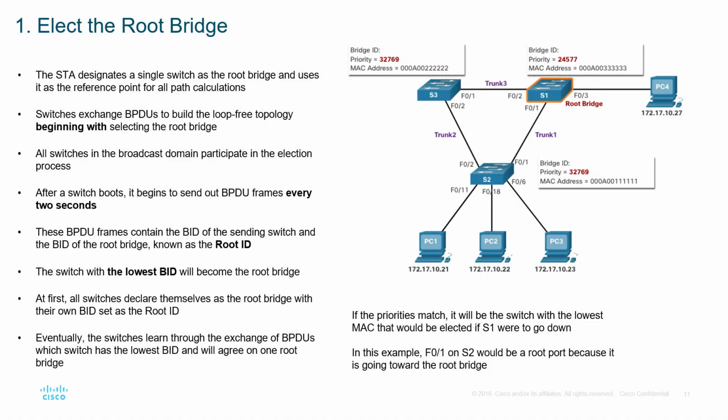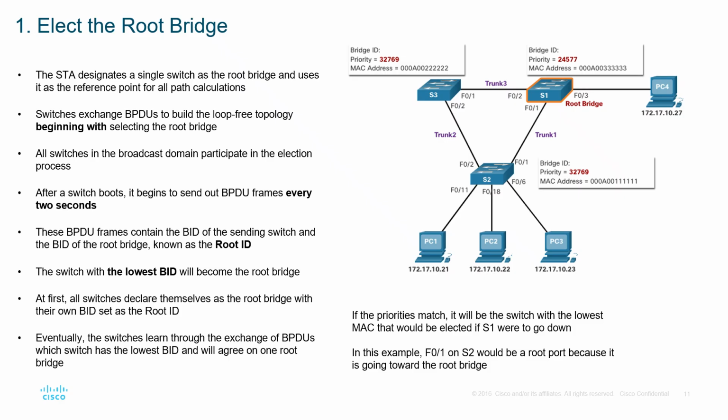So how does this all work? The STA designates a single switch as the root bridge and uses it as the reference point for all bridge calculations. So in this slide, you can see that on S1, we have changed the default priority value from 32768 to 24577. Now, switches will exchange those BPDUs to build the loop-free topology, beginning with selecting that root bridge. All switches in the broadcast domain participate in this selection.